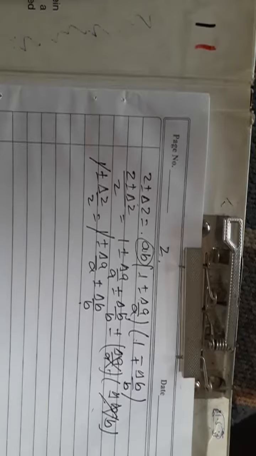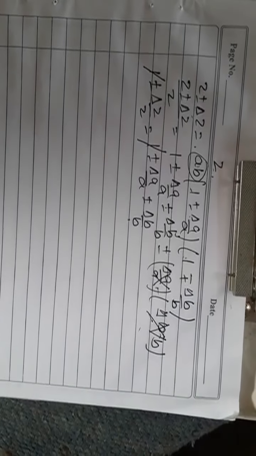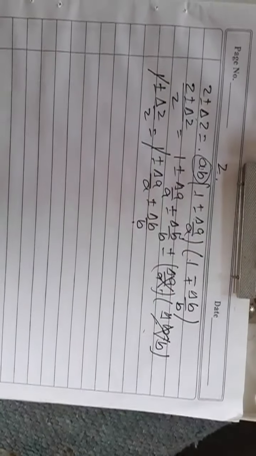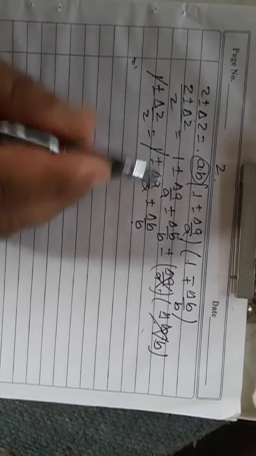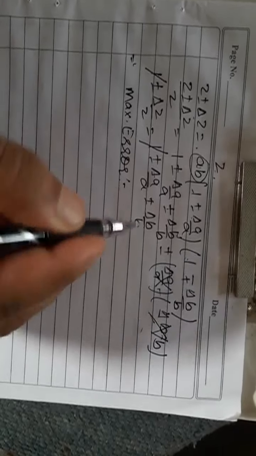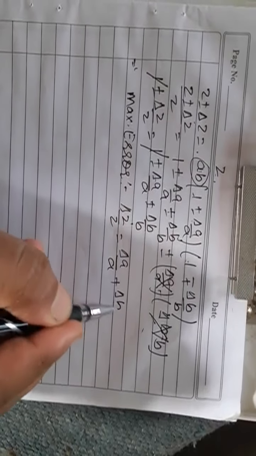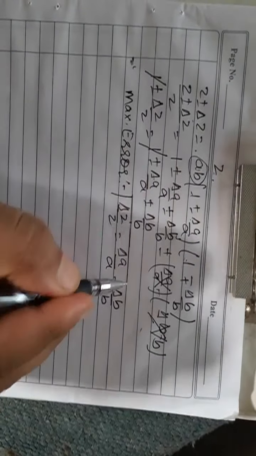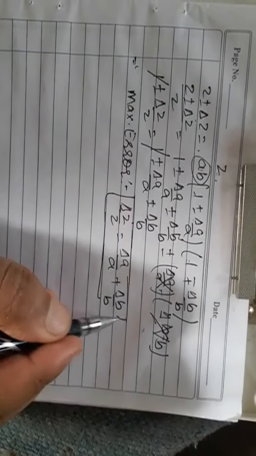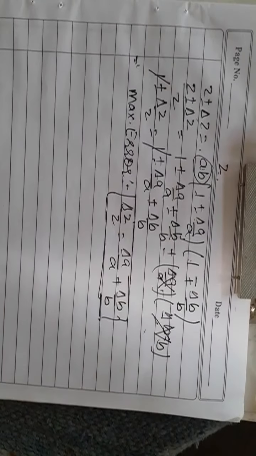Again there are two possibilities. What are these two possibilities? The possibility is that the maximum error comes with the plus sign. Take the positive sign, so it will be delta z by z equal to delta A by A plus delta B by B. So this is the maximum error that we get in the case when two quantities are divided.